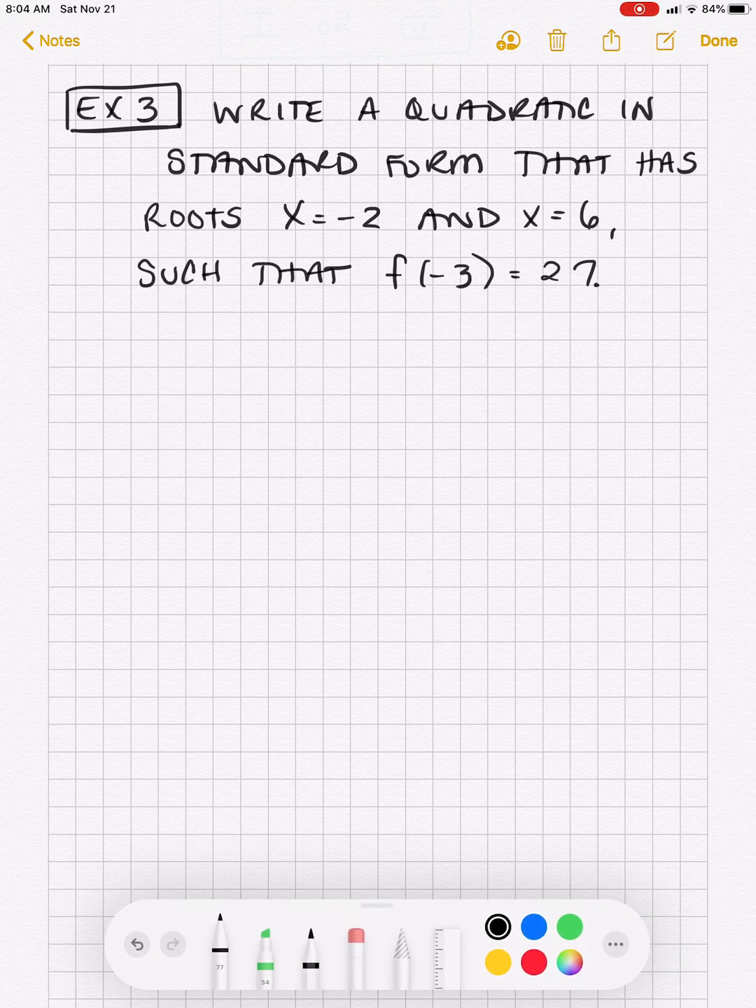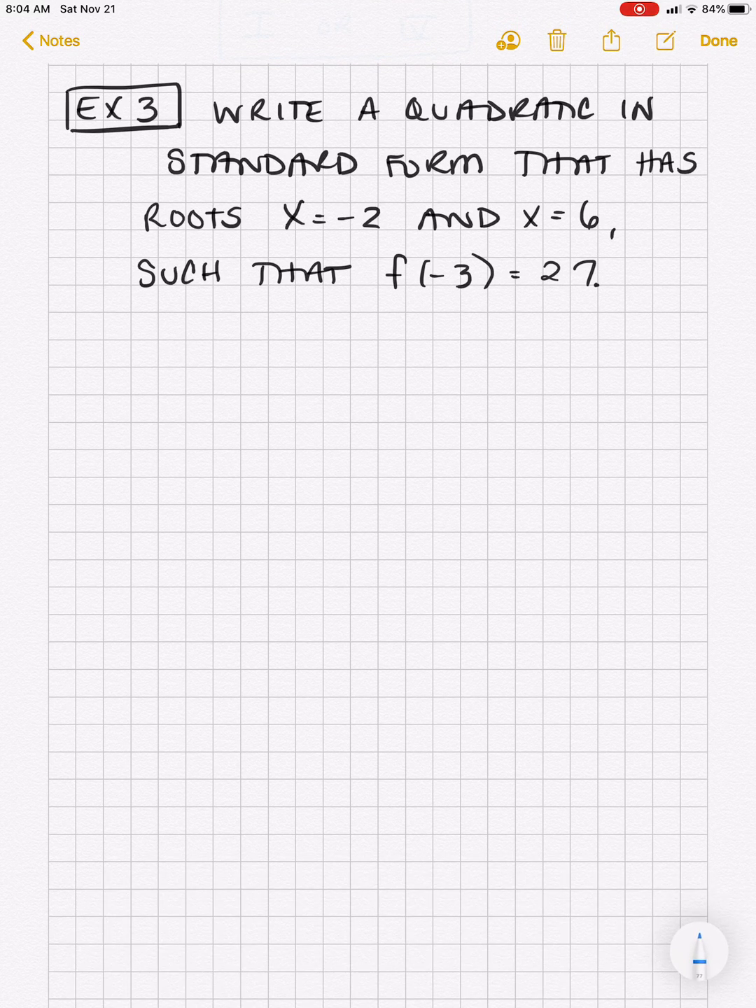Now when we go into these problems, a lot of times it'll say to write a function in standard form, and very rarely do I go straight into standard form and try to figure out what a, b, and c is. Instead, we're going to use factored form or vertex form depending on the information that's given. Well, since we are given the roots, we're going to decide to begin with factored form. So the first thing that we're going to do is write the equation in factored form.